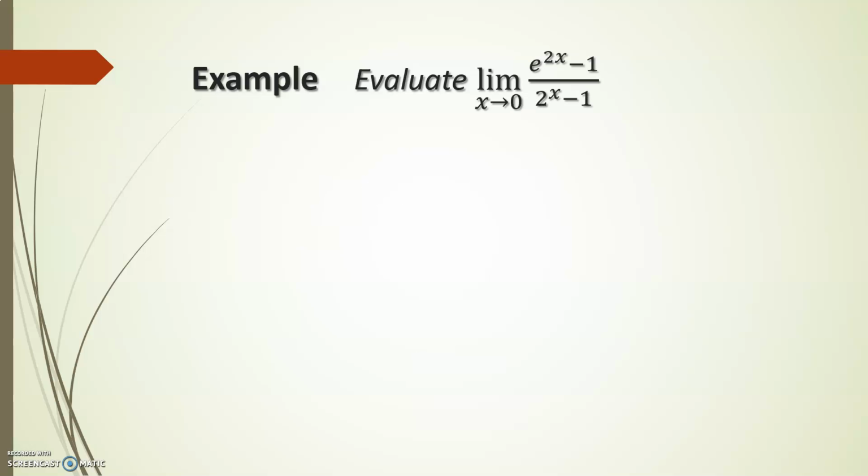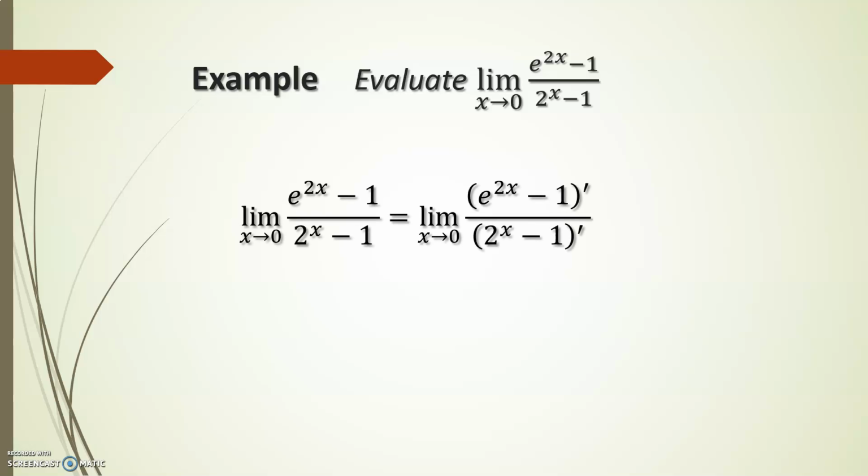In the second example, we have a limit as x approaches 0, where e to the 2x minus 1 and 2 to the x minus 1 both head towards 0. This is once again an indeterminate form of the 0 over 0 type. Exponential functions, as those you see, are differentiable, and therefore, according to L'Hospital's Rule, we can replace the individual numerator and denominator by their respective derivatives.